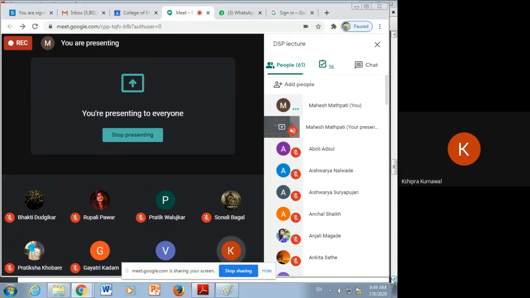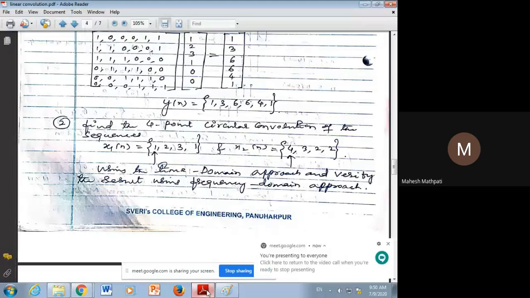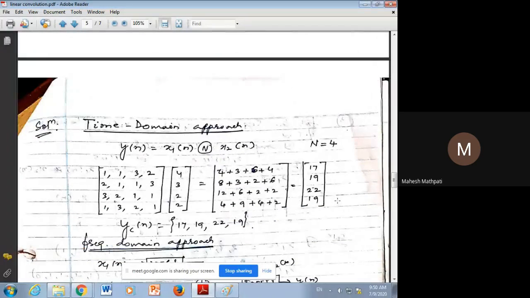Anjali? Sir, 17. Yes? You have calculated the answer? What is the answer? 17, 19, 22, 19. Okay, this is the answer you are getting? Yes, sir. 17, 19, 22 and 19. Has everyone got this answer? Yes, sir. So any difficulty here? कळाला का आता नेमका टाइम डोमेन अप्रोच म्हणजे काय?